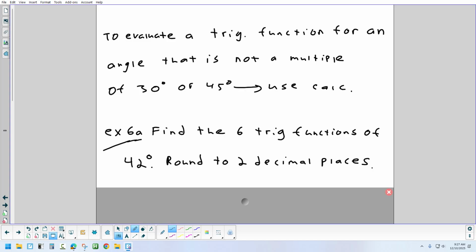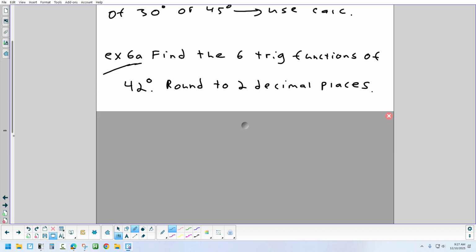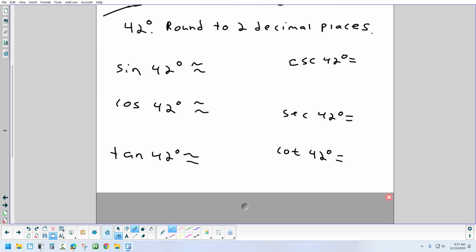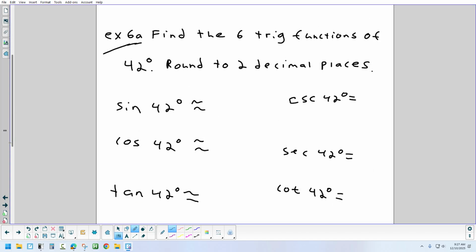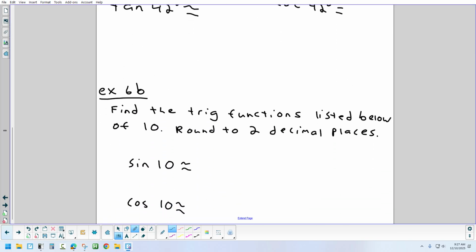All right, so when you don't have a multiple of 30 or 45, we are going to use the calculator, which means the answers are going to be rounded, generally 2 decimal places, unless the directions say otherwise. When you're using the calculator, it's very important you put it in the right mode. Okay? If you are dealing with a problem that is degrees, you need to make sure it's in degrees. If you've got a problem that is in radians, yep, that 6b is going to be in radians. We need to switch over to radians.